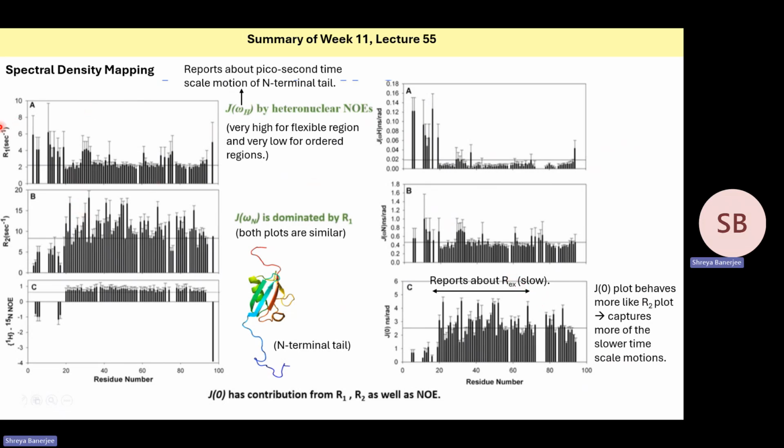So basically, from R1, R2, and NOE, you can calculate the J omega H, J omega N, and J0. And these will also give you information about the dynamics of the molecule in different time scales. J omega H will give you an idea about the picosecond motions. J omega N will give you an idea about nanosecond to picosecond motion. And J0 will give you an idea about some of the fast motions in nanosecond and the rest slow motions from microsecond to millisecond, which include the exchange phenomena.